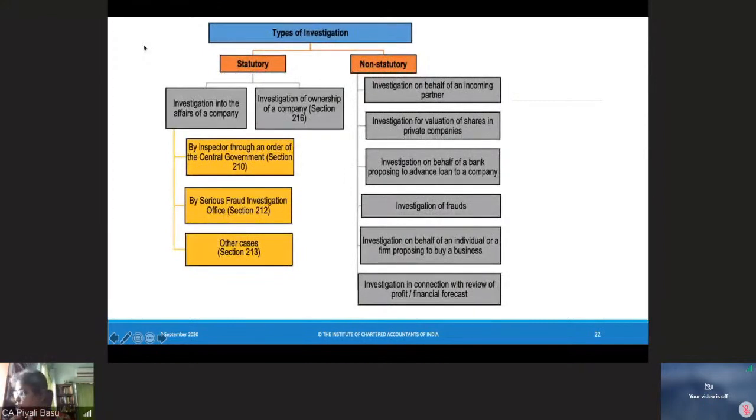Type of investigation. I will just explain this before we wind up today. We still have some time. Do you have any question?